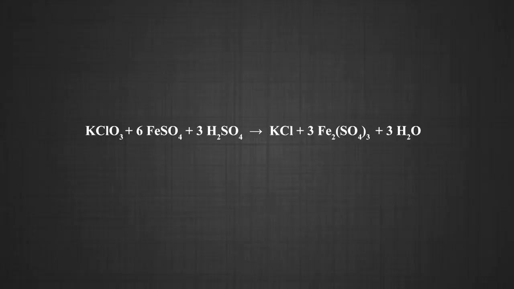It is therefore evident that complex reactions involving more than 3 molecules in the stoichiometric equation must take place in more than one step. For example, KClO3 plus 6 moles of ferrous sulfate plus 3 moles of sulfuric acid gives 1 mole of potassium chloride plus 3 moles of ferric sulfate plus 3 moles of water. This reaction, which apparently seems to be of the 10th order, is actually a second order reaction. This shows that this reaction takes place in several steps.